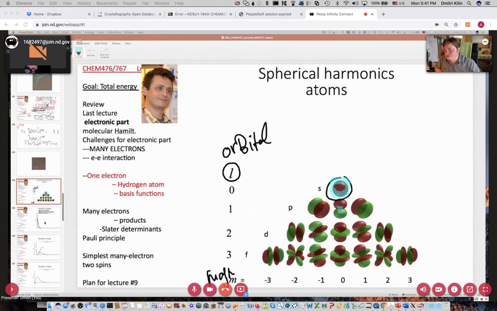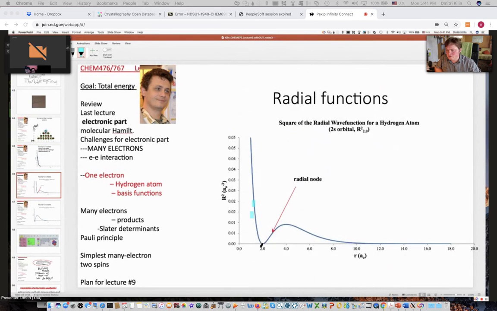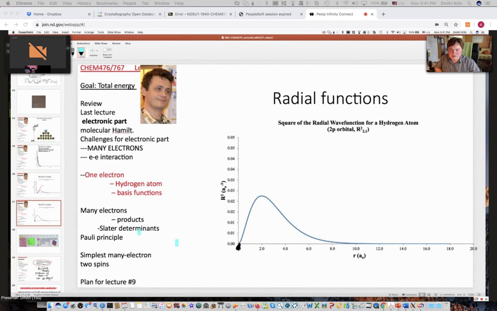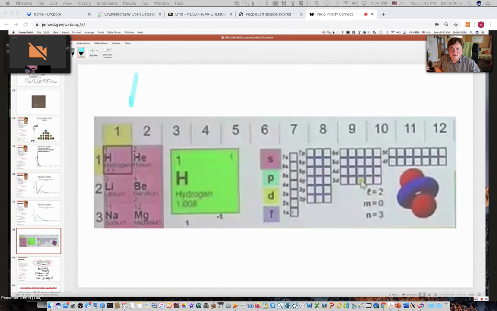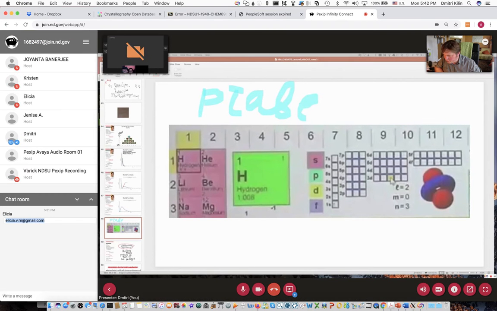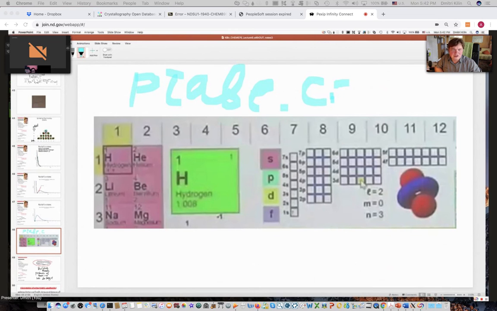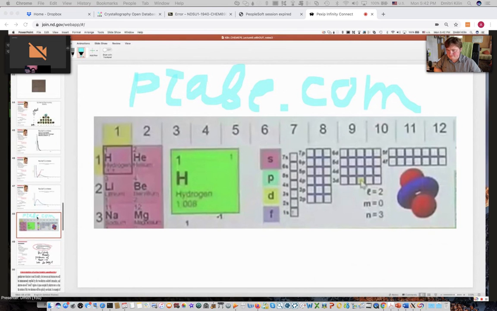A few more details. If one looks at how these functions depend on distance from center, for S orbital it drops down. If it is 2S orbital, it drops down, goes up and drops down. For P orbital, it's always zero at center, then goes up and drops down. And if one wants to see these orbitals, there is a really great website, which is called ptable.com. If you look onto ptable.com, you will not regret. It's a really good educational tool, and I'm just rushing through to our practical things, but just suggesting.